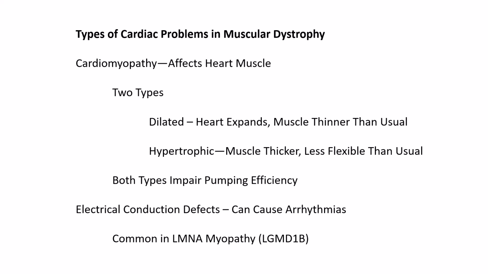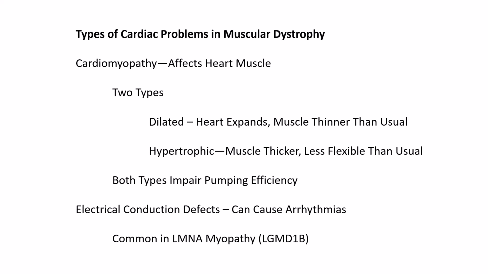What kind of cardiac problems can be found in muscular dystrophy? Well, you can have cardiomyopathy, which is really just a dystrophy of the heart muscle. And there's two general types, dilated and hypertrophic. Dilated, the heart gets larger and the muscle walls around the heart tend to get thinner, and the heart isn't able to contract as well and doesn't pump as efficiently.